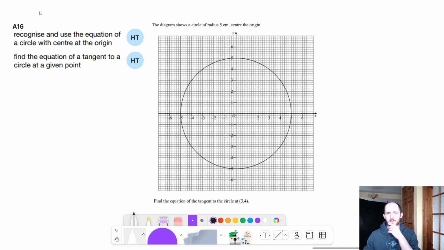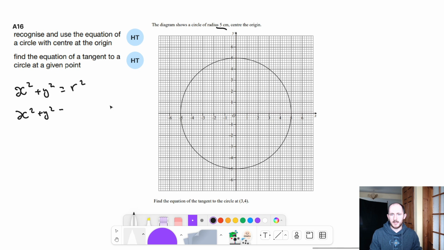Okay, and moving swiftly on. Recognize and use the equation of a circle with the center at the origin. So here's the equation for a circle: x squared plus y squared equals the radius squared. In this case, the radius is 5, so our equation of a circle would be x squared plus y squared equals 5 squared, which is 25. If you have x squared plus y squared, it's always going to be an equation of a circle, and it just equals whatever the radius is squared. So if you want to work out the radius, you just square root that number.